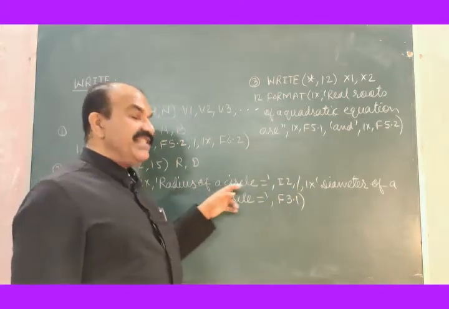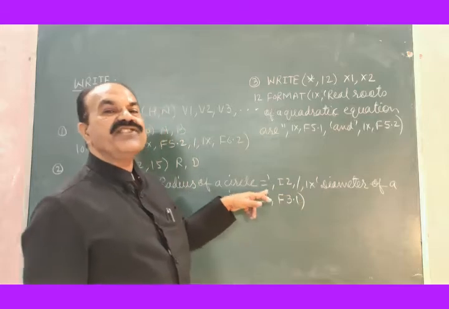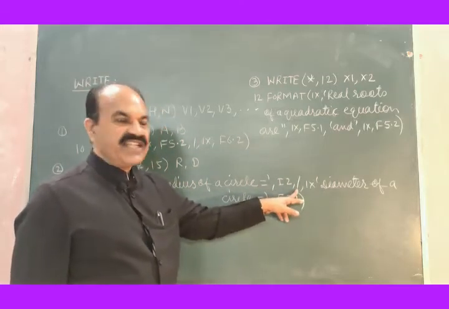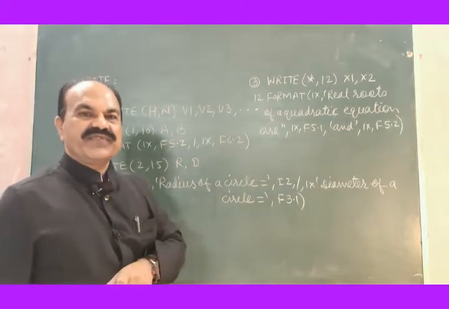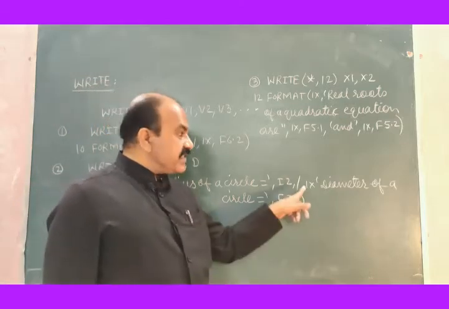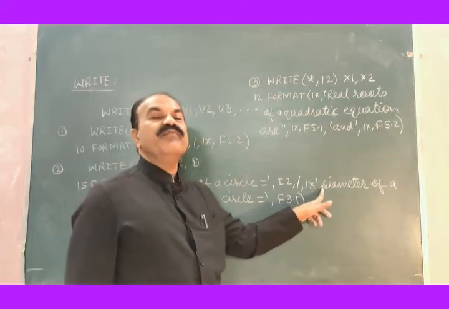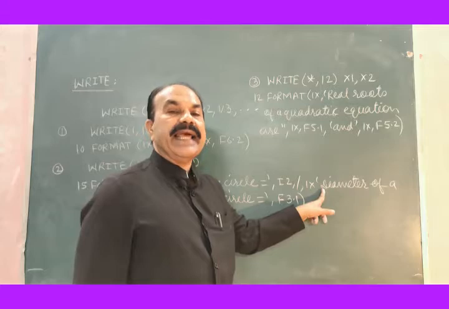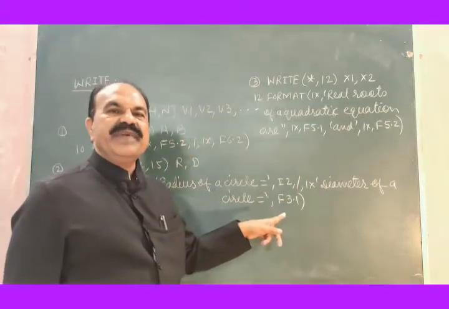Comma slash. After printing what is radius of a circle, the control from first line is taken to second line by this slash. 1x, first column or first space which is generally used for carriage return is skipped in the format itself, and from the second column of the second line of output, whatever there in the single quotes is printed as it is.